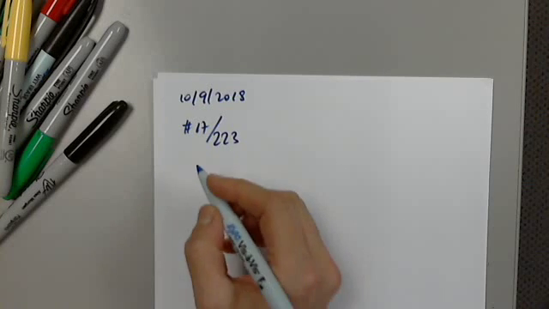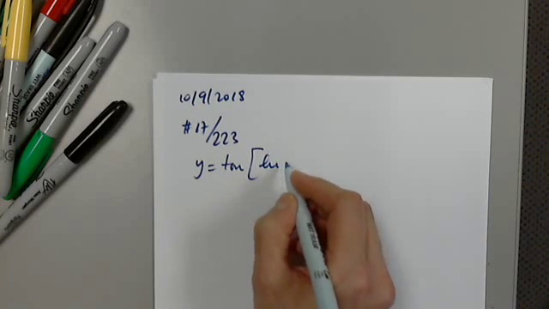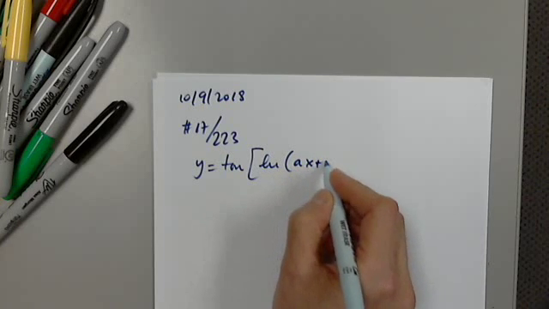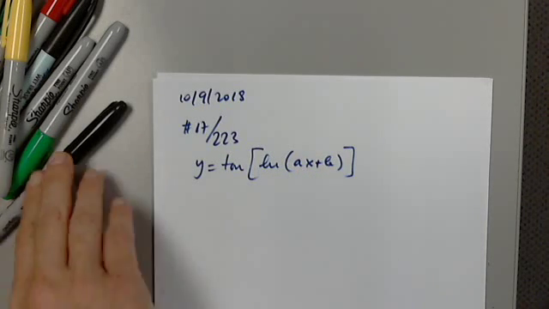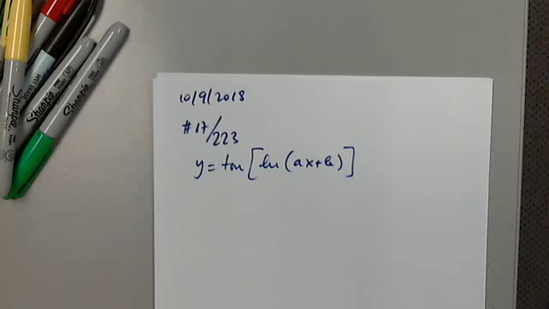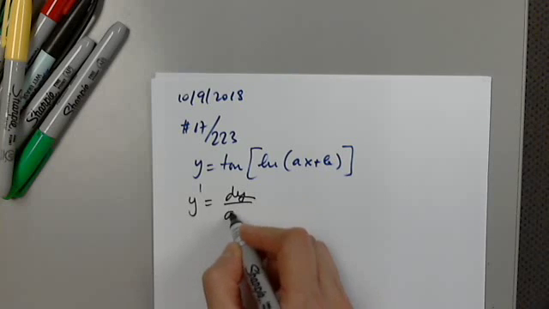Very good. So we have y equals tangent applied to natural log, which is applied to ax plus b. And the problem is asking us to differentiate the function. You can write y prime, or you can write dy over dx.